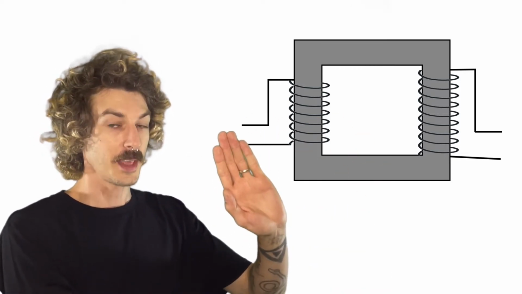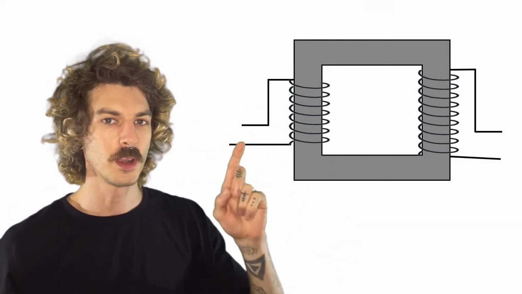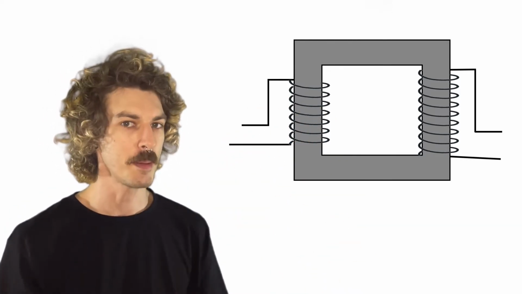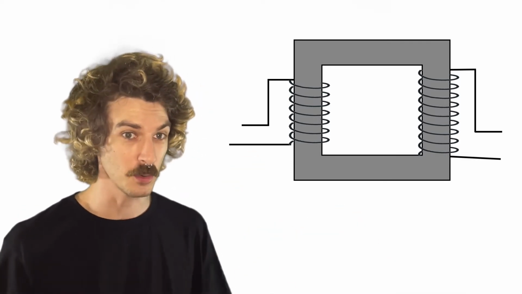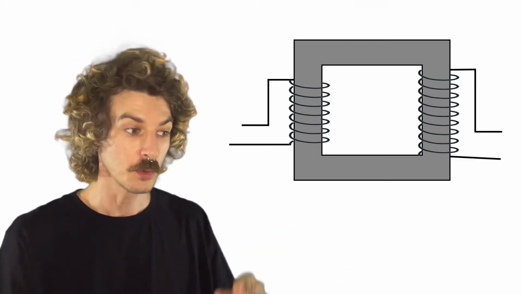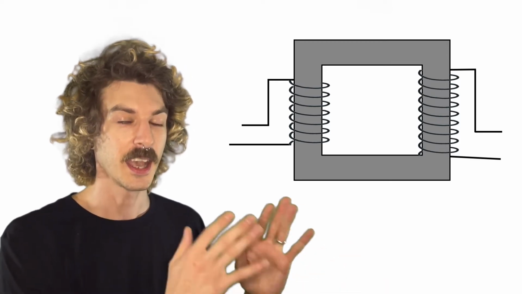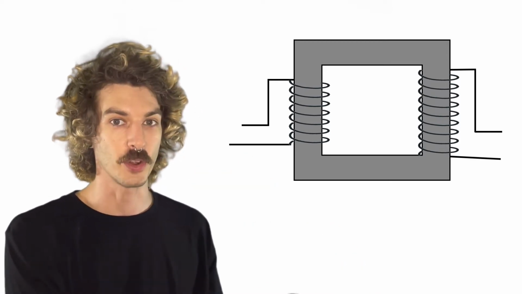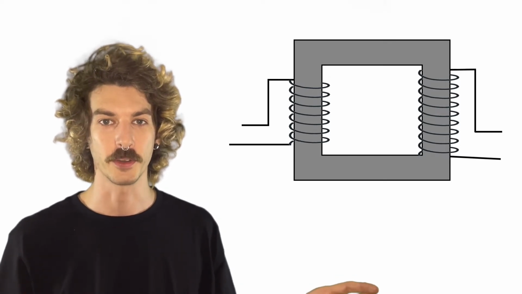So that means we have a moving magnetic field through a piece of wire. Remember, when wire moves relative to a magnetic field, like here, it produces a current. So we are inducing a current in the secondary coil by simply passing an alternating current through the primary coil.